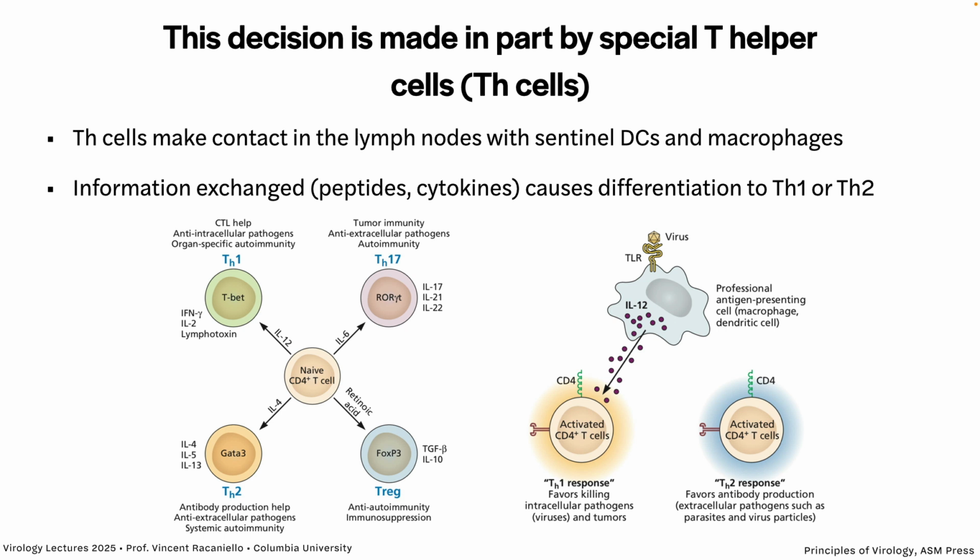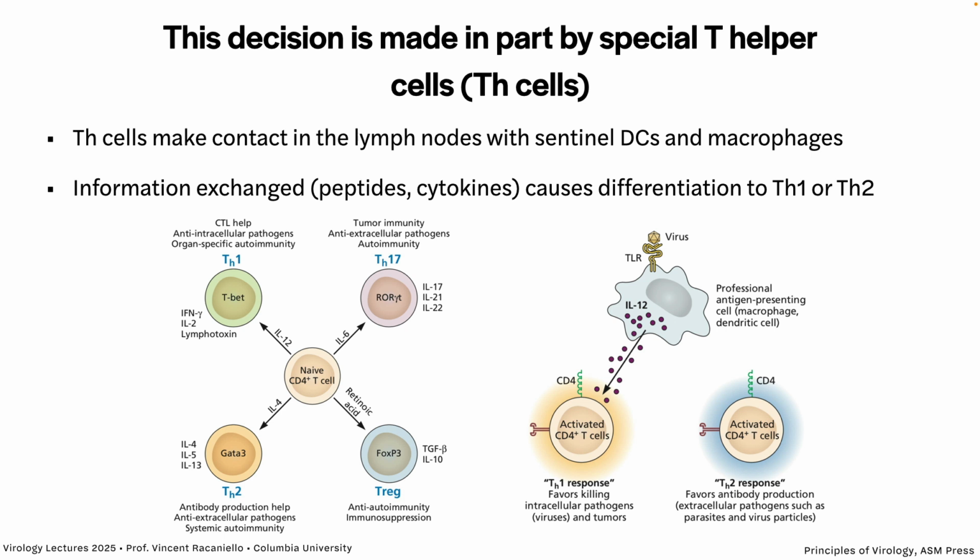I think I said produced, but they're not actually produced. They're given to the naive CD4 cell by the sentinel cell. So there's an example on the right. Here is a sentinel cell. It's also called a professional antigen-presenting cell, macrophage, dendritic cell.